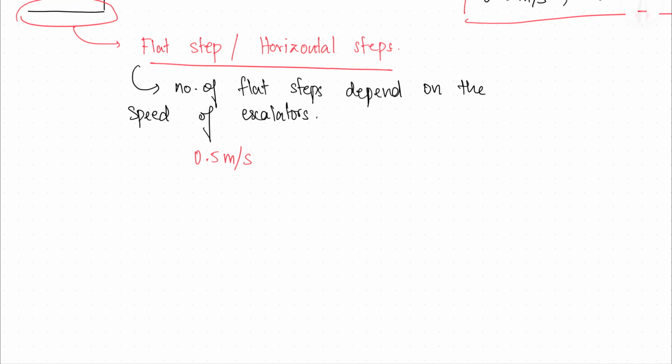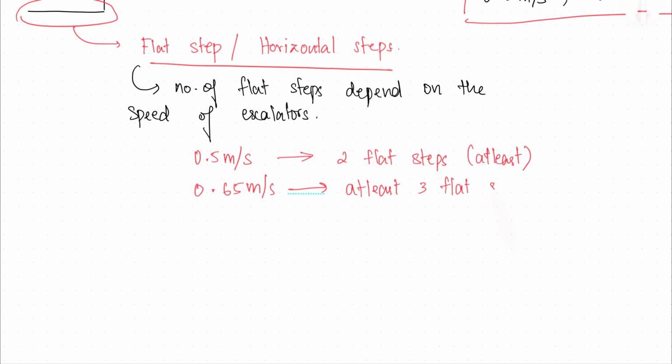So for 0.5 meter per second, you need at least 2 flat steps. These are the minimums I'm talking about. For 0.65 meter per second, you need at least 3 flat steps. And for speeds more than 0.65 meter per second, you need at least 4 flat steps.